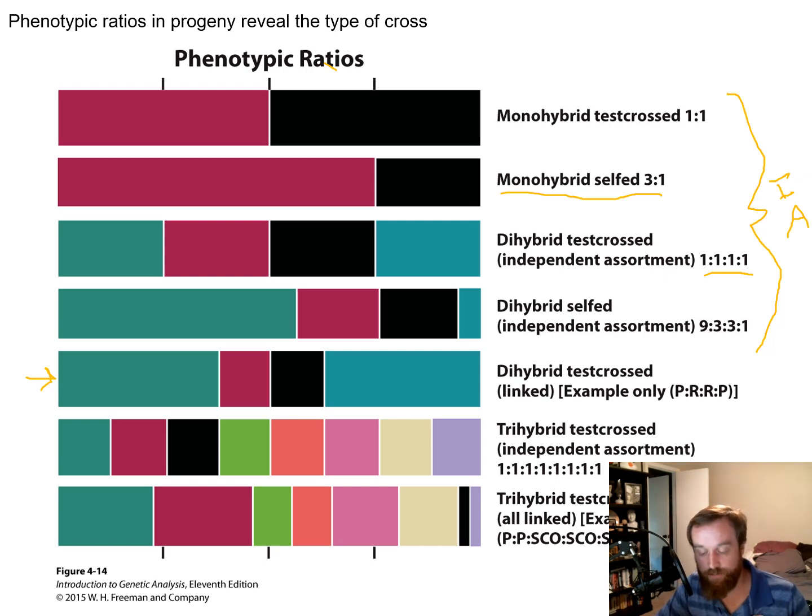A trihybrid test cross, we didn't really do any examples here, but that's where we have 3 genes and we're assuming they're all on separate chromosomes. Again, in the test cross, we'll see a 1 to 1 to 1 to 1 to 1 to 1 to 1 to 1 ratio. But in an example where they are not assorting independently, we'll deviate from that ratio, and we'll get ratios that are not equal parts. That's because these genes are linked and they don't have that 50-50 shot of being passed down to one gamete or the other.